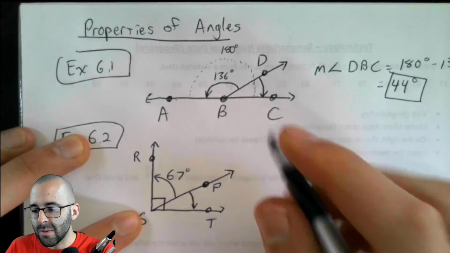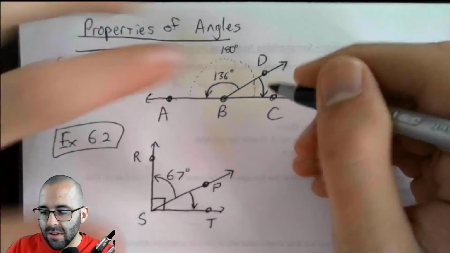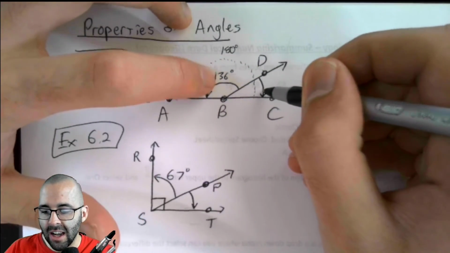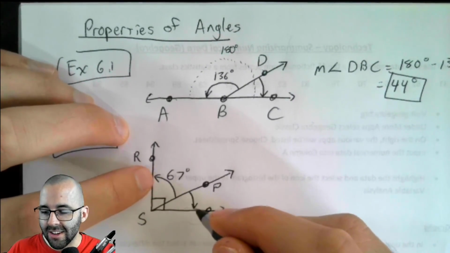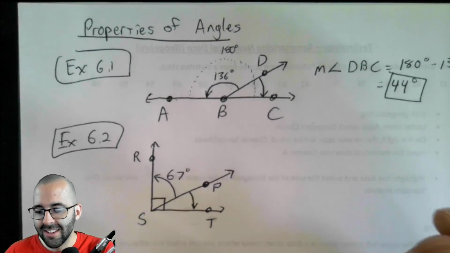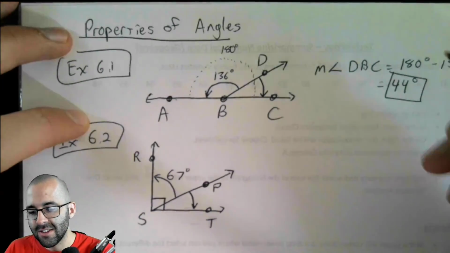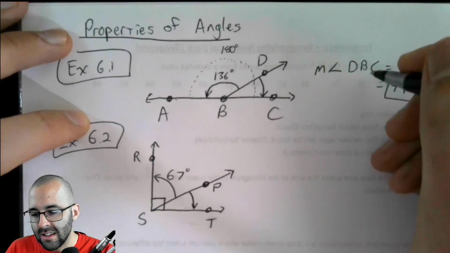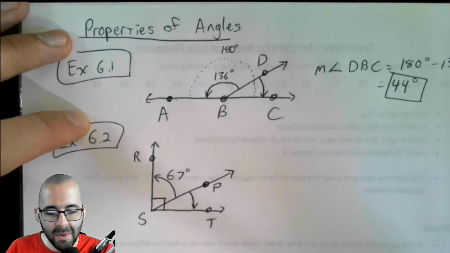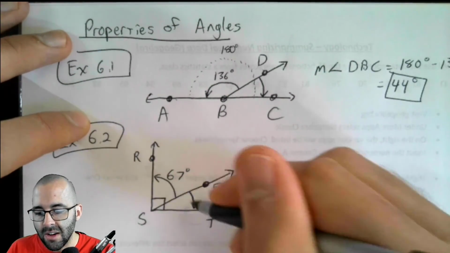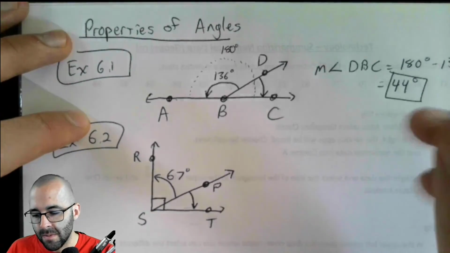Well, hey, this is similar to 6.1. Look, we had two supplementary angles there. Well, now we have two complementary angles here. They're going to add up to 90 degrees. That's great. Complementary angles. So we could have said that, right? DBC and DBA are supplementary angles, and here these two angles are complementary. They add up to 90 degrees.